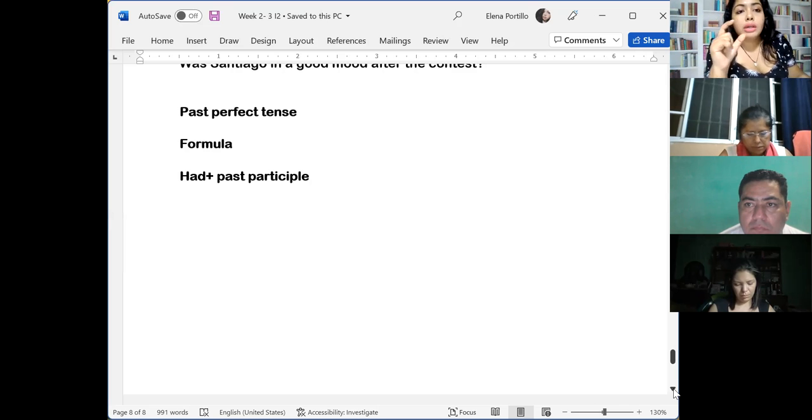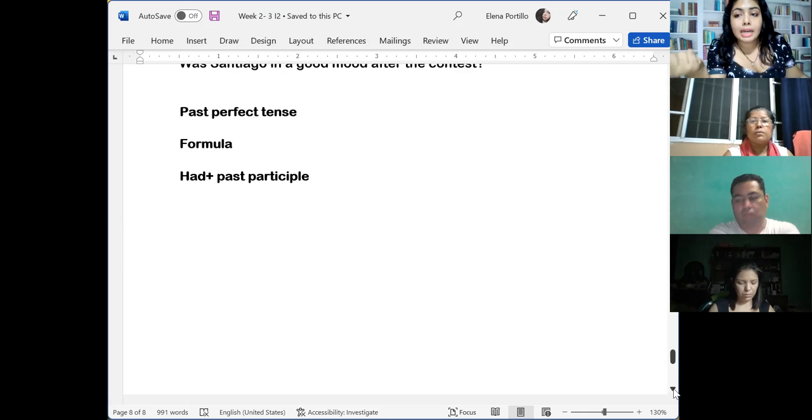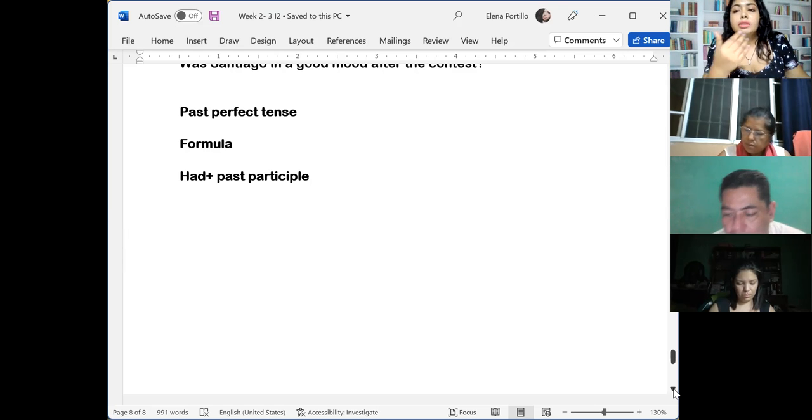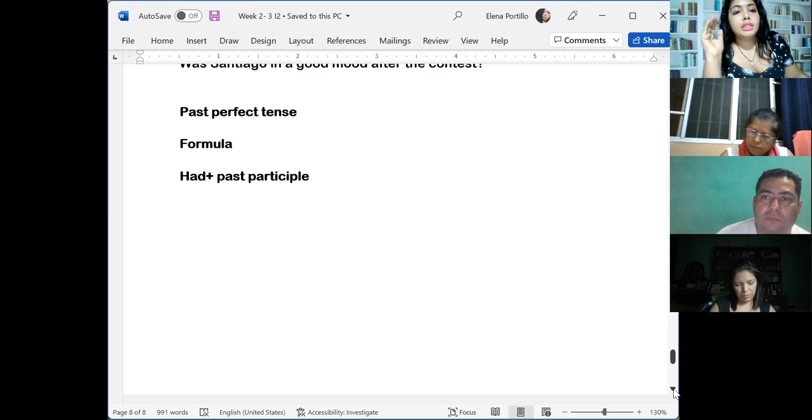Cuando usamos el past perfect es para hablar de secuencias de cosas que han pasado. Si no llevamos esa secuencia de cosas y no tenemos qué pasó después de qué, vamos a hacerlo bastante unclear y no vamos a poder utilizar el past perfect. Siempre tenemos que tener una secuencia en orden.